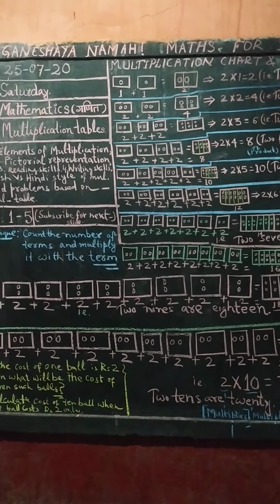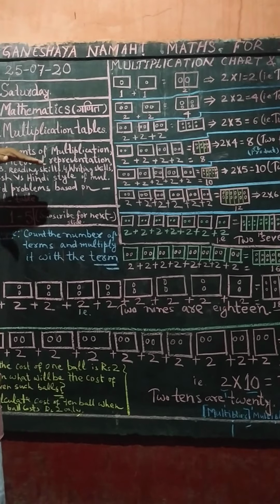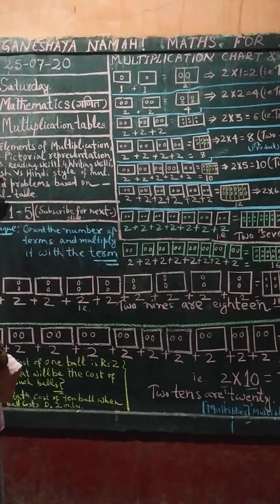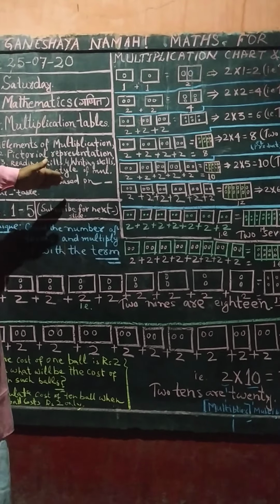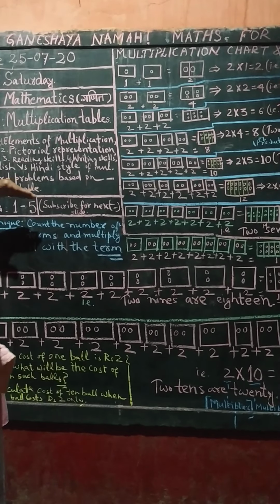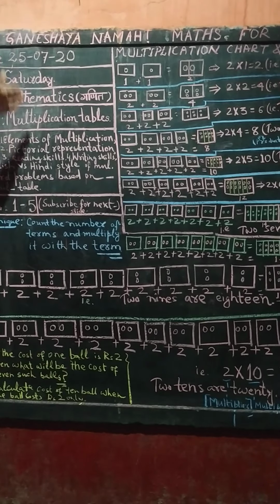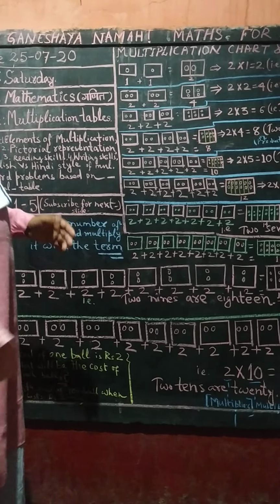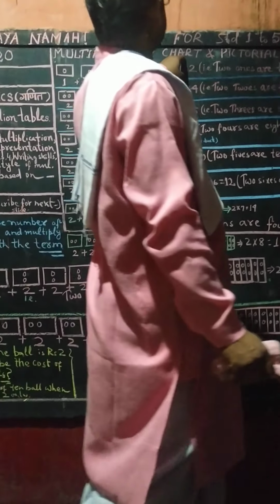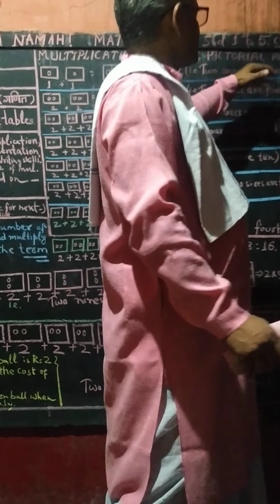And this will include elements of multiplication, pictorial representation, reading skills, writing skills, English versus Hindi style of multiplication table, and word problems based on the multiplication table. All these will be elaborated step by step. So let us start. Multiplication chart and pictorial form. That is basically pictorial representation.